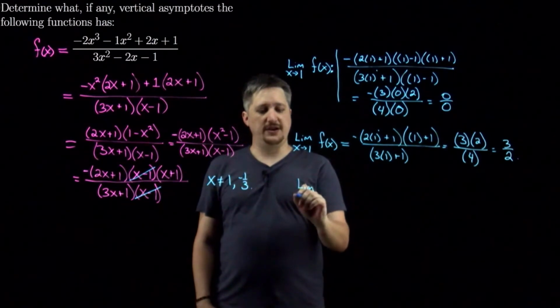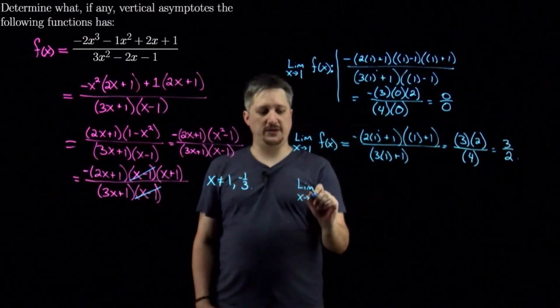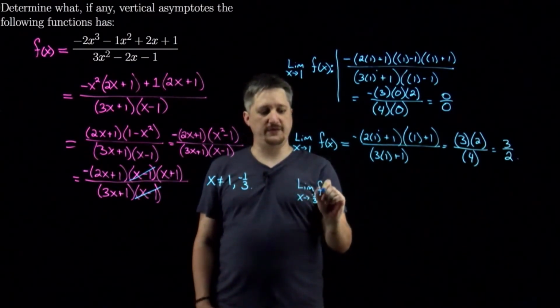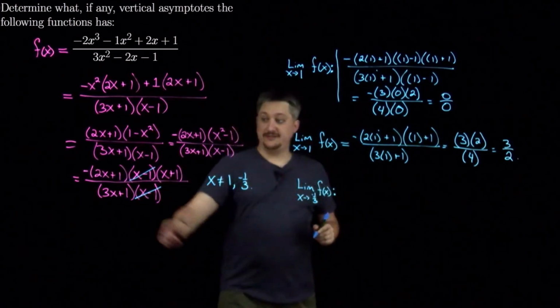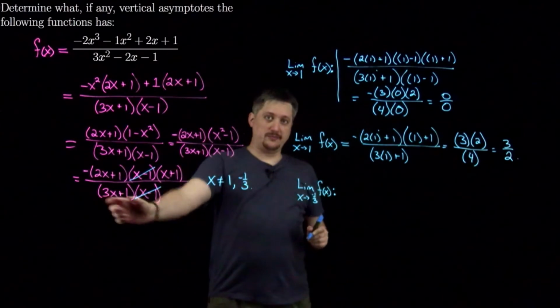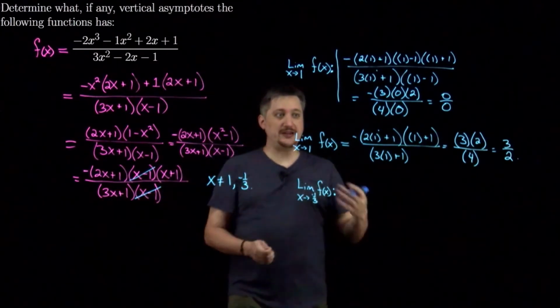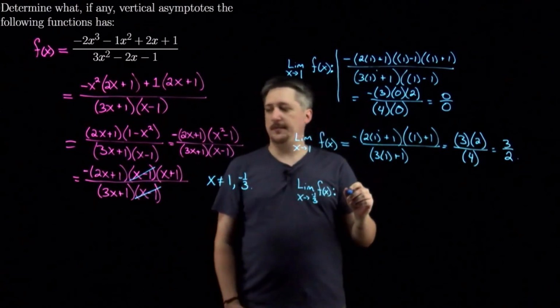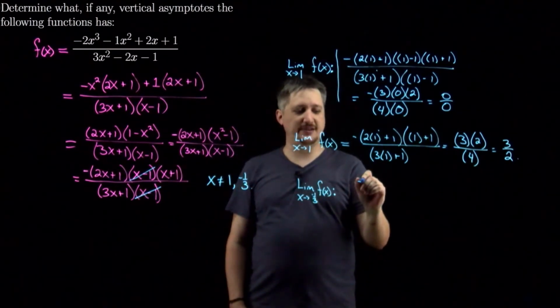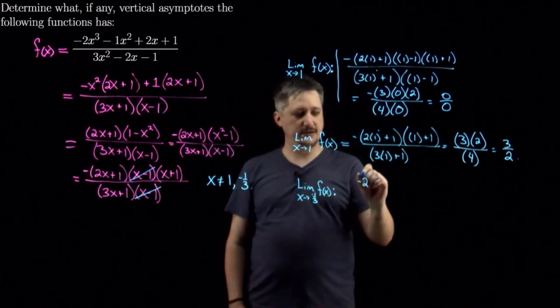But if I look at the limit as x goes to negative 1/3 of f of x, and again I'm going to use a colon here because I know already that I'm going to have a 0 in the bottom, so I can't say that this is going to be equal to what I plug in. I'm just going to plug it in and see what I get as a result, as a check to see if it matches my criteria.